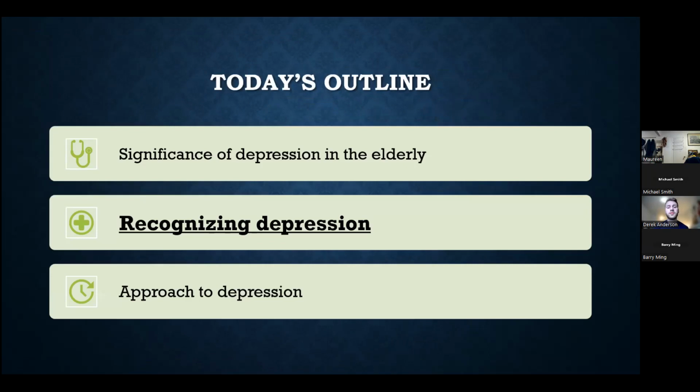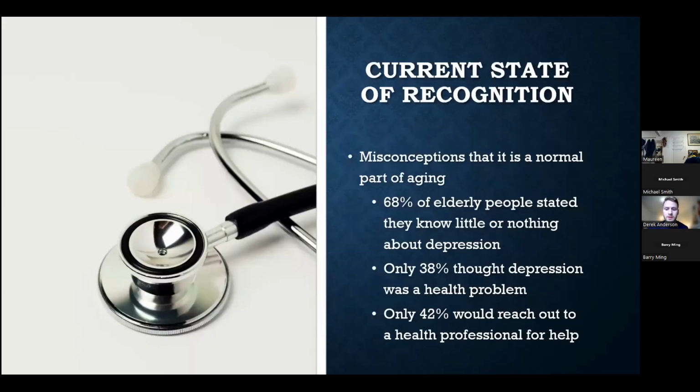Okay, so I hope after laying all of this out, it is clear that depression within the elderly population is a significant issue and some of the reasons why this is the case. So now I am going to switch to talk about some of the ways in which we can recognize depression. Okay, so what I want to start off with first is a little bit about the current state of recognition of depression within this population.